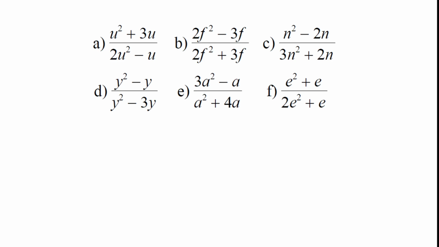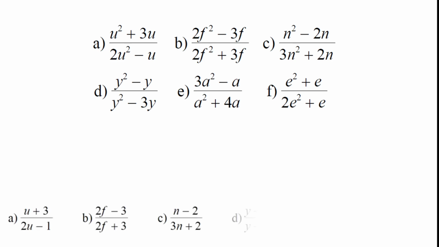So you've paused it. The answers would be here. And in that first one, you can see it broke down into u brackets u plus 3. But the bottom was u brackets 2u minus u. So minus 1. Hence the u's cancelled out. And in each case, there's been letters cancelling out that has helped us out.